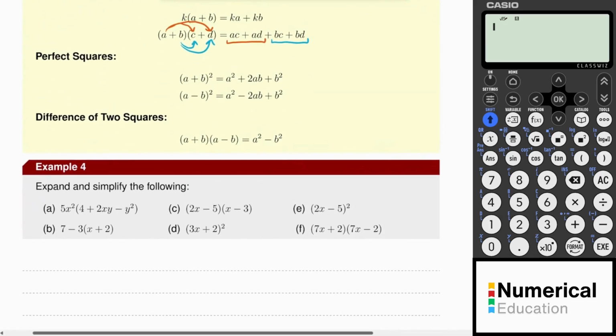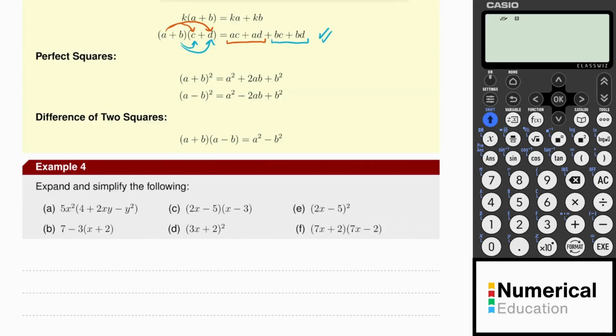Speaking about rules, we then have a couple of special expansions that are worthwhile remembering because these are your quicker way to get to the answer and not having to rely on those first two, specifically this type of expansion here, because that could be quite a tedious process. So the first one is when you have a situation of perfect squares, whether it be addition or subtraction.